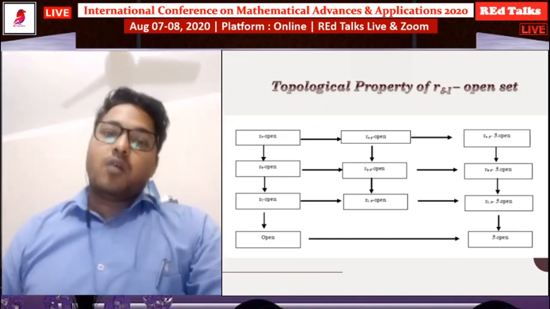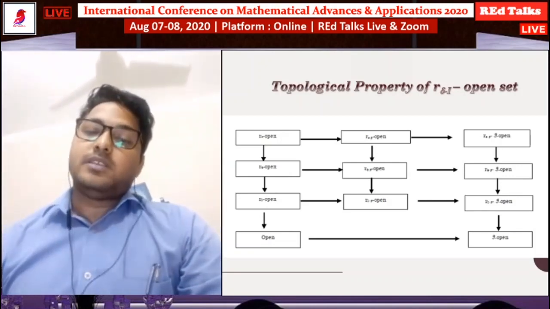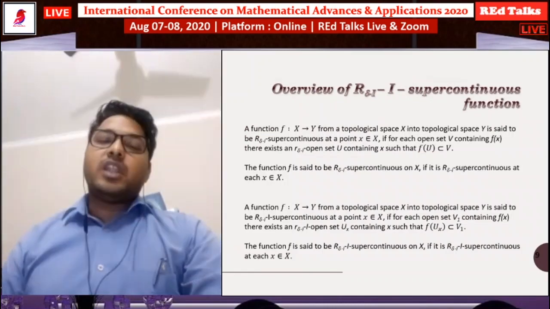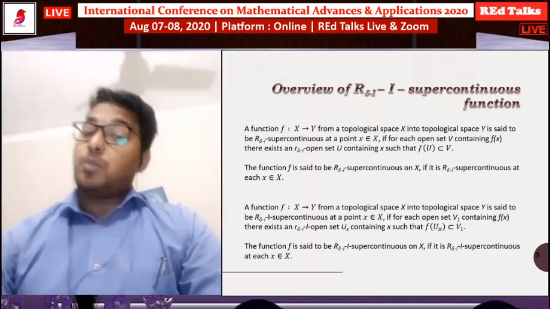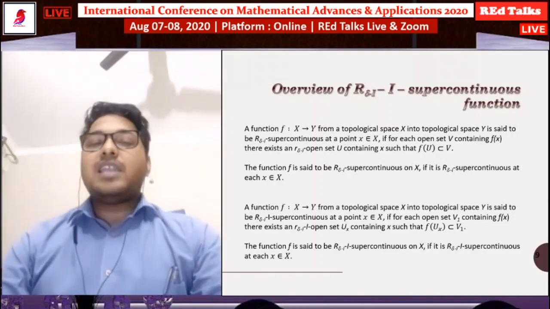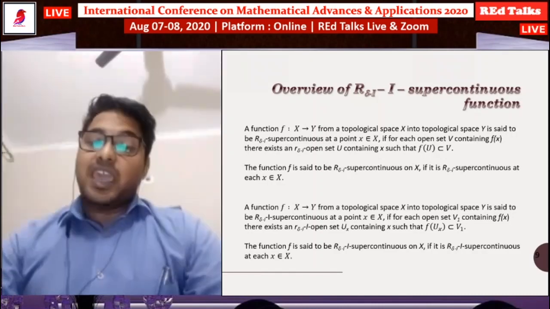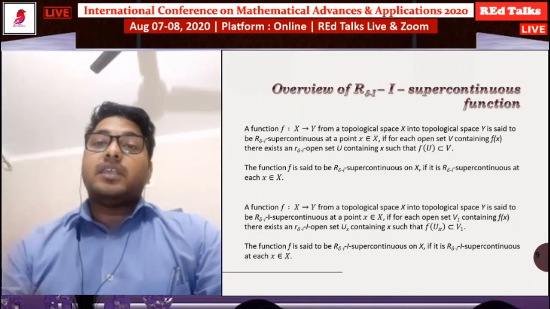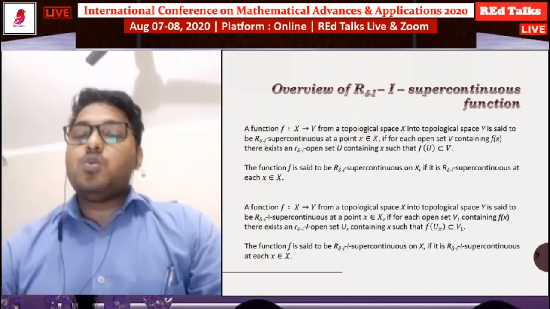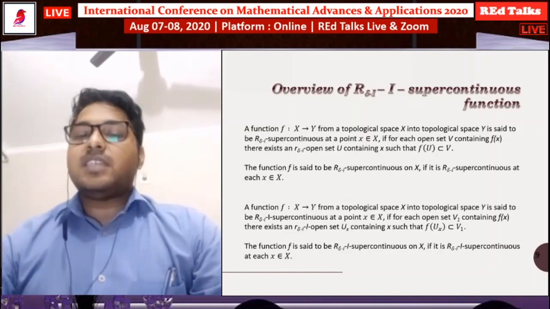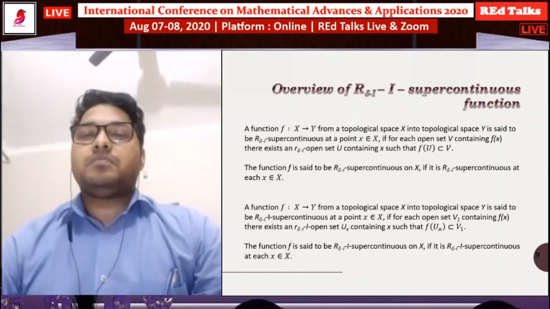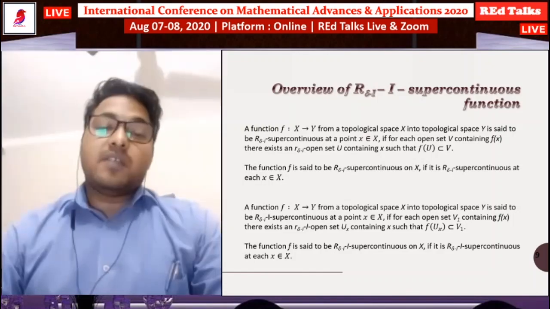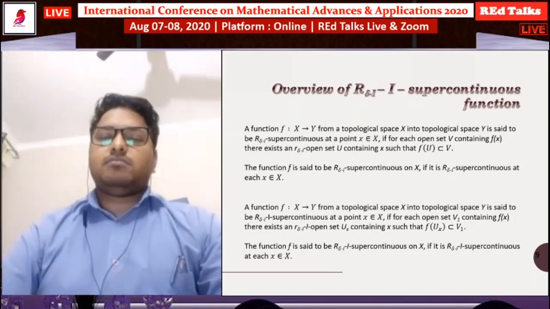Now, overview of R delta I supercontinuous. That is the general idea of this supercontinuous function, how we are going to define it. A function f from a topological space X into a topological space Y is said to be R delta I supercontinuous at a point x in X if for each open set V containing f(x) there exists an R delta I open set U which contains x such that f(U) is contained in V. The function f is said to be R delta I supercontinuous on X if it is true for each x in X.